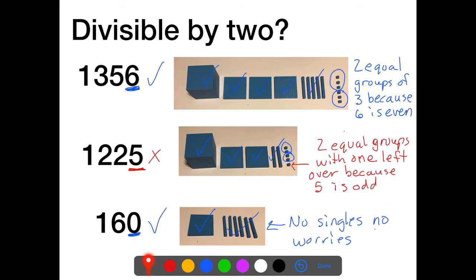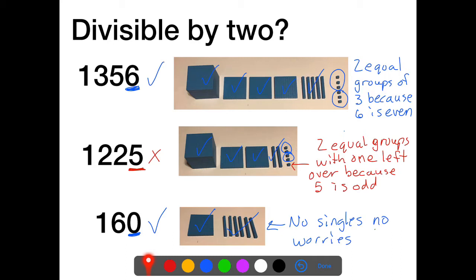Welcome back. 1,356 is divisible by 2 because the ones place 6 is divisible by 2. It's an even number. We ignore the thousands, the hundreds, the tens, and our ones are 2 groups of 3.